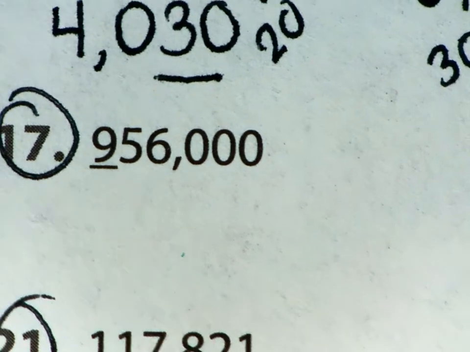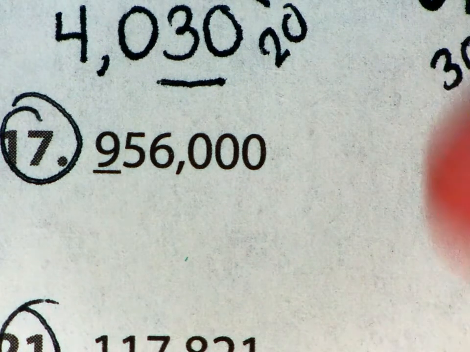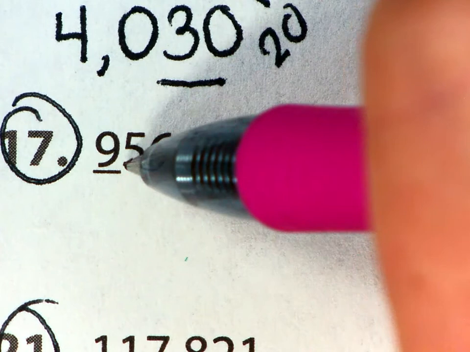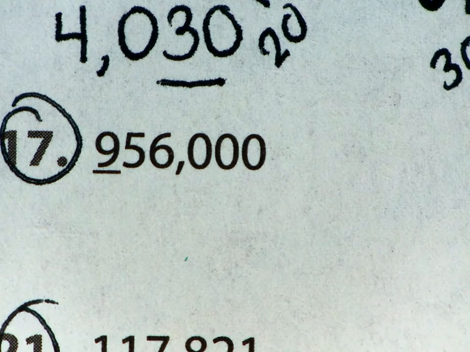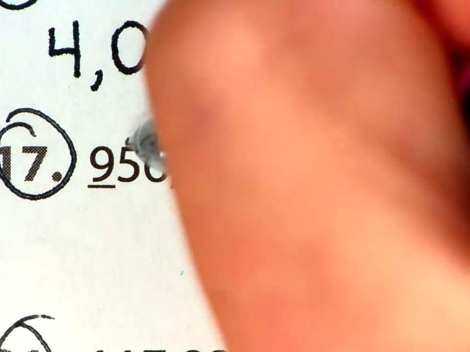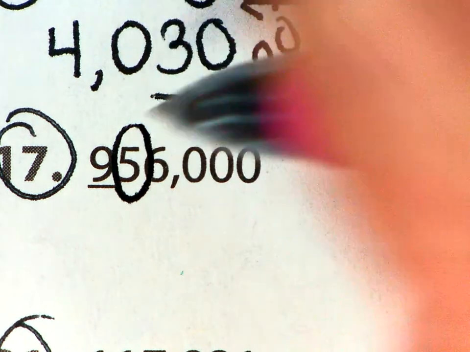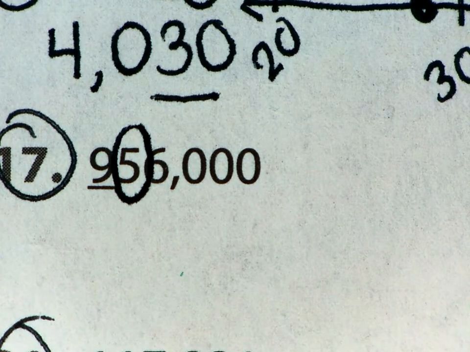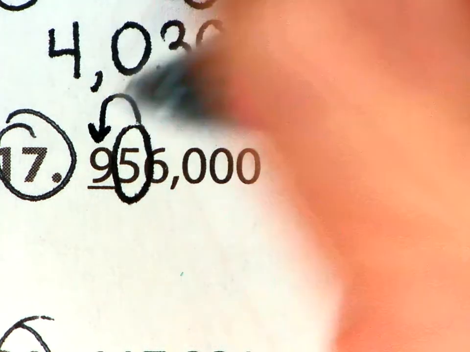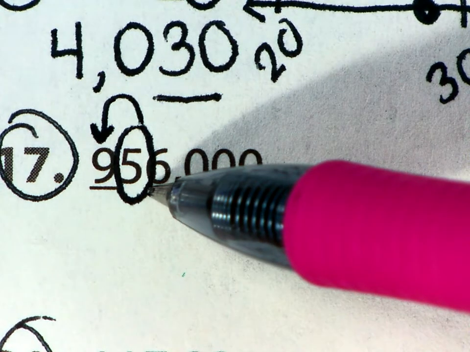Number 17. Ooh, okay. So we are going to round to the nearest hundred thousands place. So we've got 2. This is a tricky one. Circle the neighbor. The neighbor is going to tell the underlined digit what to do. So when we look, this is 5 or more. So we've got to let that soar.